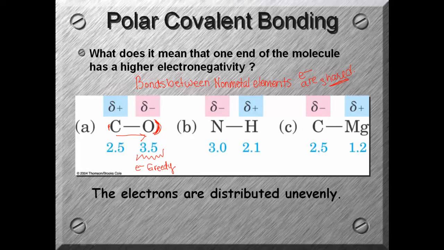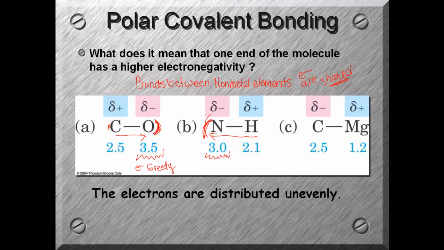Over here with nitrogen and hydrogen, you see the difference. Nitrogen is greater, so this is our greedy side. The electrons will stay over here more of the time, so they'll be pulled towards the nitrogen, leaving hydrogen partial positive.